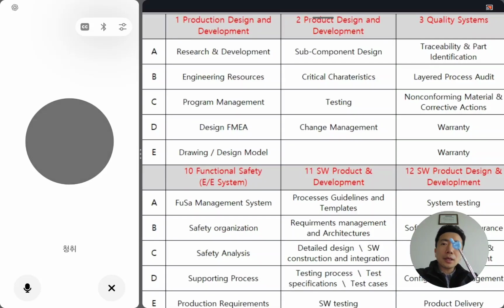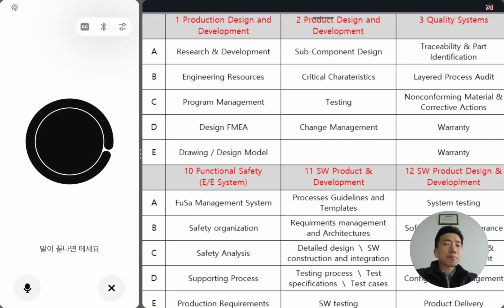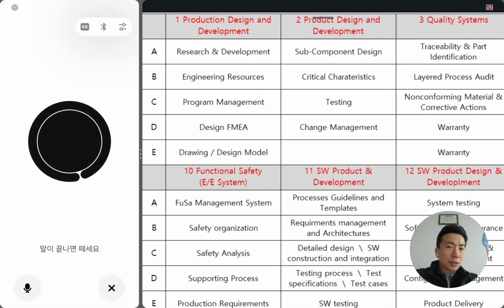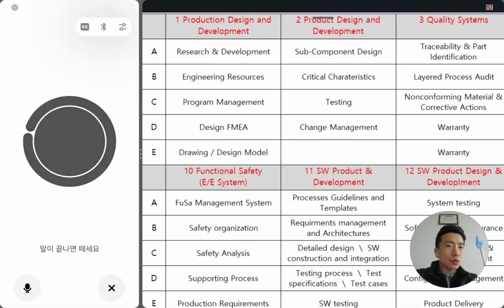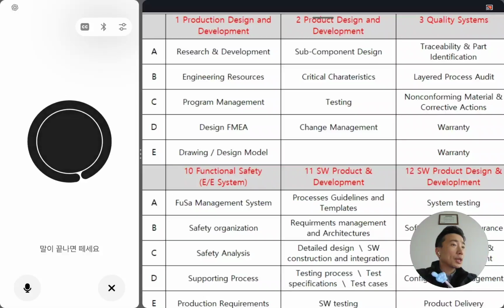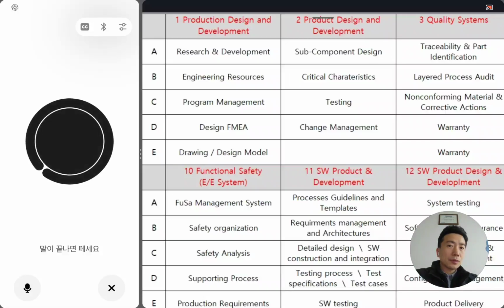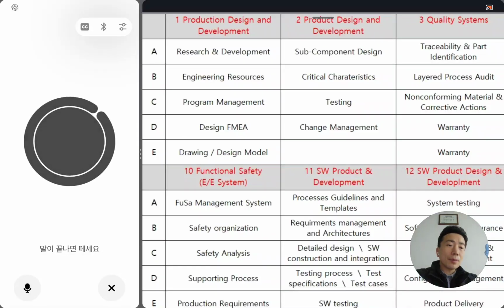Okay. For topic A, sub-component design, imagine you are an auditor, and please share with me possible potential questions for the topic A, sub-component design. Would you do that for me?